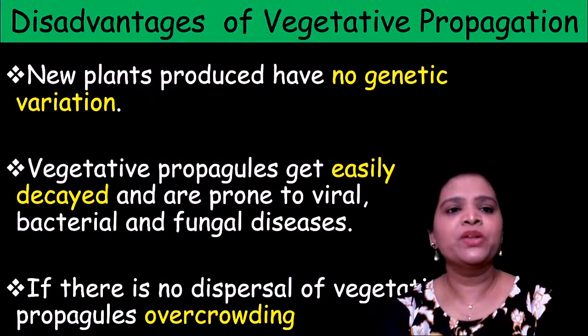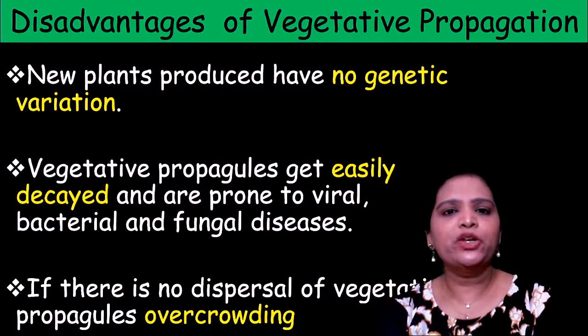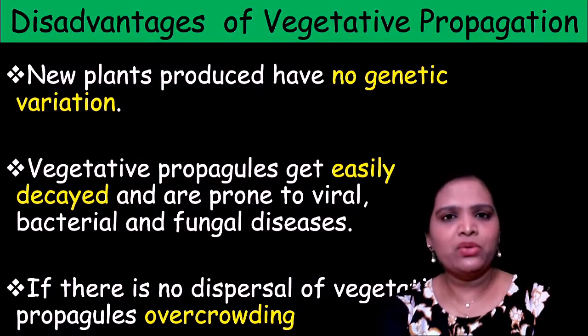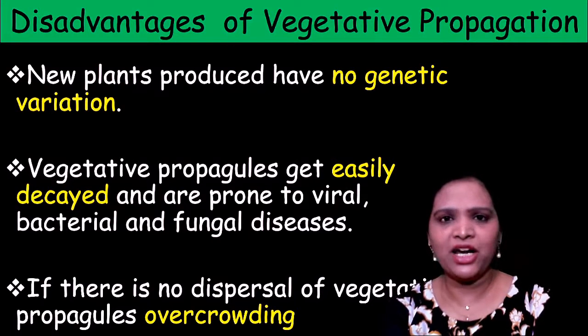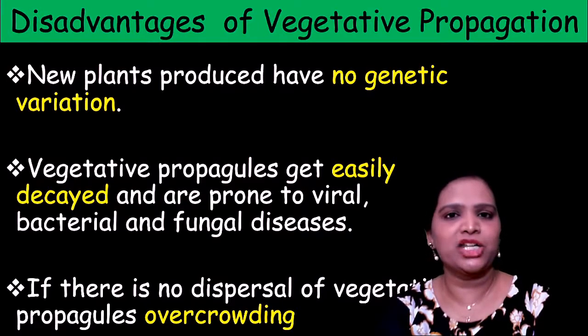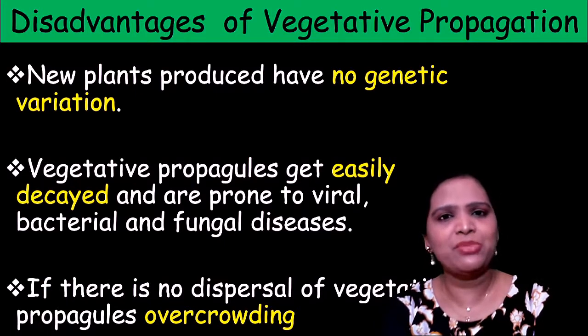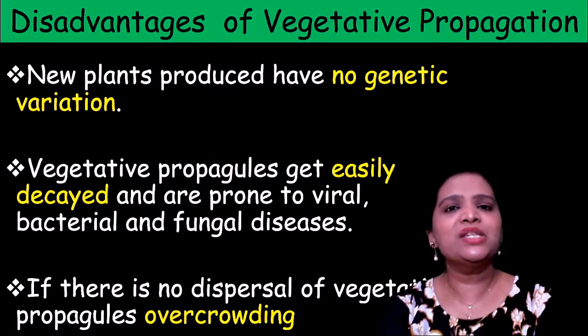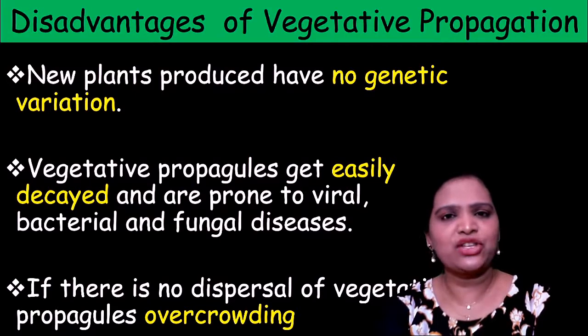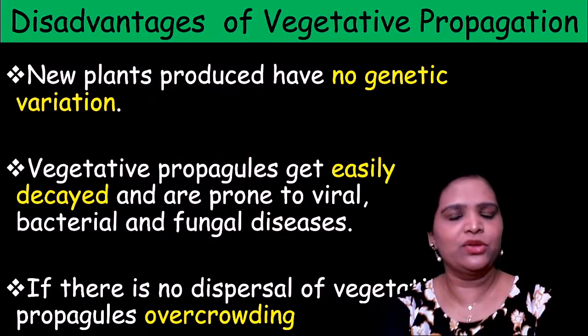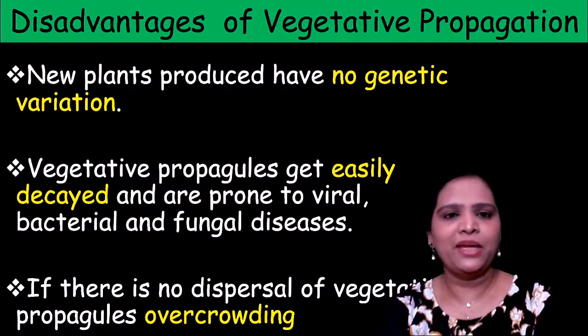There are a few disadvantages in this natural method also. So what are they? The new plants produced have no genetic variation. We have seen the new plants produced are 100% the same as the parent one. There won't be any genetic variation. This is not a big disadvantage, but it is a part of a disadvantage, because if you want a hybrid or crossover plant, we cannot produce it by this natural method of vegetative reproduction. We have to follow the artificial method.